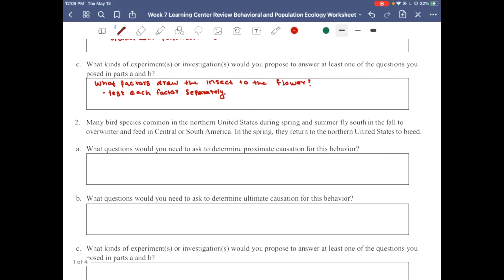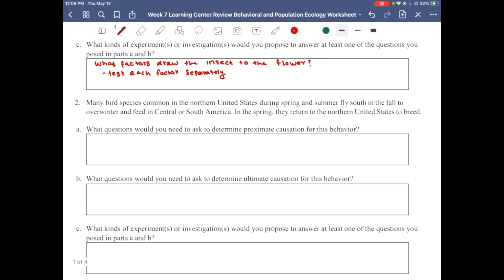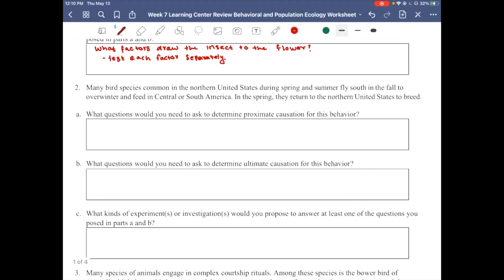This is going to be similar to the question that we did, but in a different scenario. The scenario is, many bird species common in the northern United States during spring and summer fly south in the fall to overwinter and feed in Central or South America. In the spring, they return to the northern United States to breed. So, what questions would you need to ask to determine the proximate cause of this behavior?